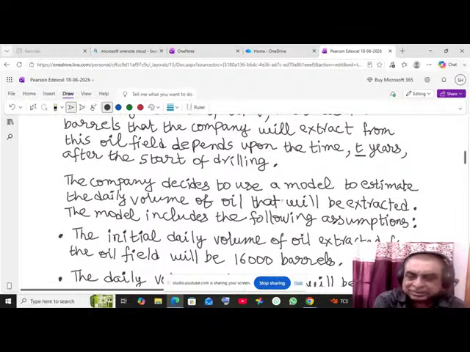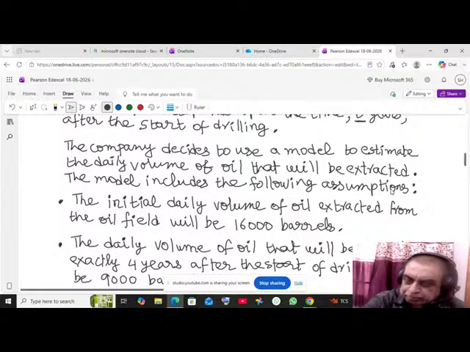The company decides to use a model to estimate the daily volume of oil that will be extracted. The model includes the following assumptions. Now there are two models which the company is deciding to use for extracting the oil from the well, and there are a few assumptions on these two models.